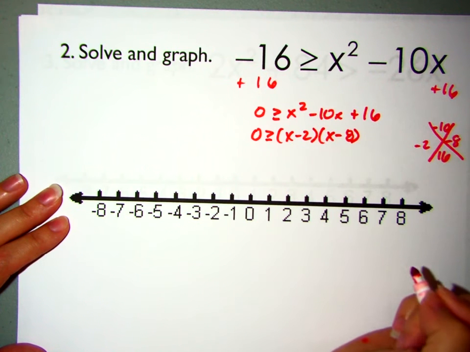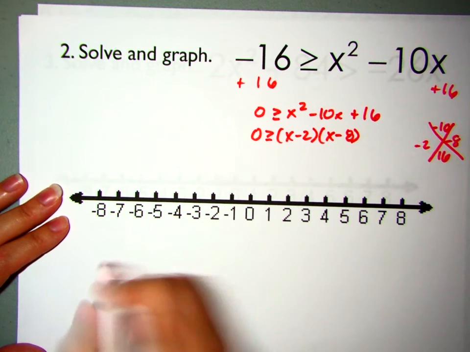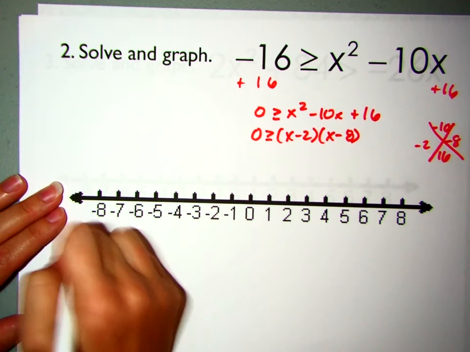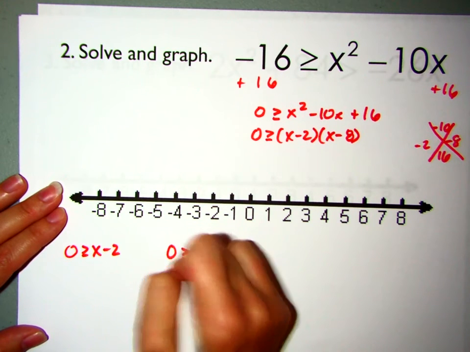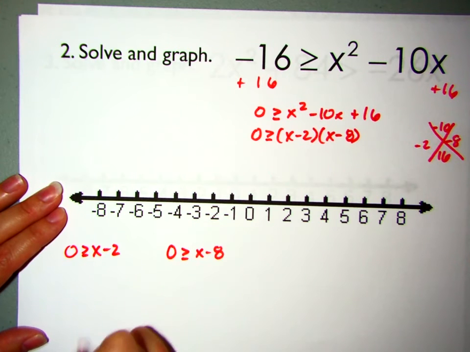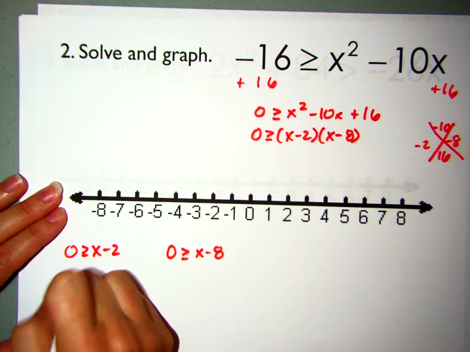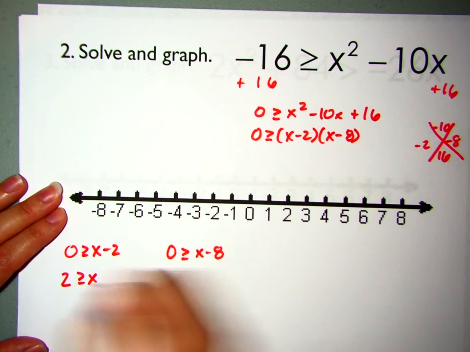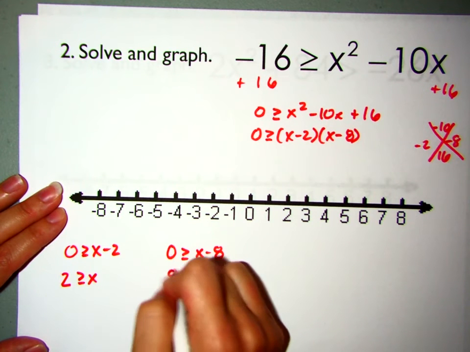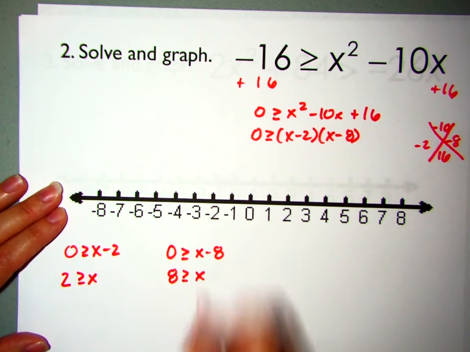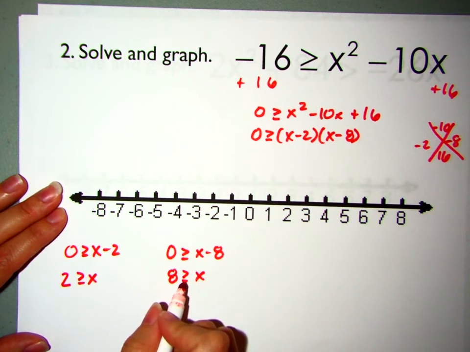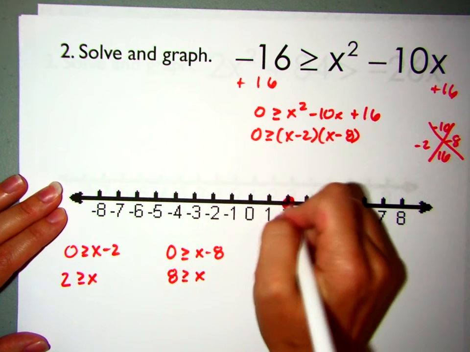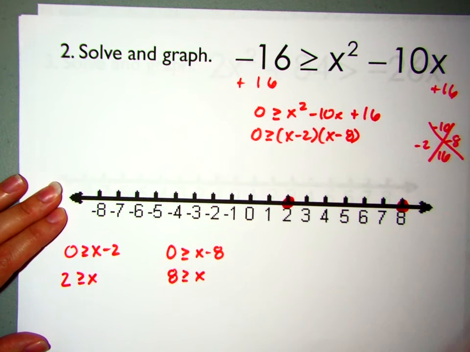And at this point we can break this off into two equations. So we could have 0 is greater than or equal to x minus 2. We have 0 is greater than or equal to x minus 8. And now we solve both of these. Add 2 to both sides, so 2 is greater than or equal to x. Add 8 to both sides, so 8 is greater than or equal to x. Both of these have an equals, which means when we put a dot on a number line, they're going to be solid dots, they're going to be closed.